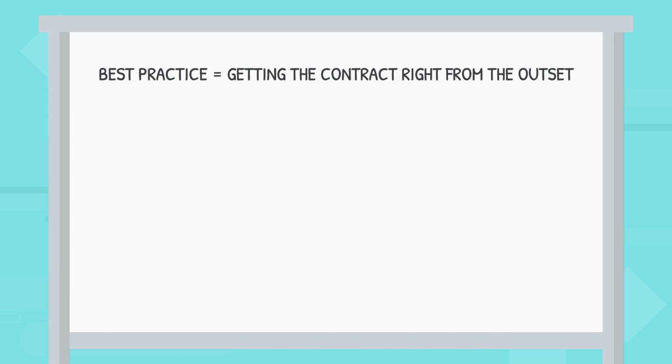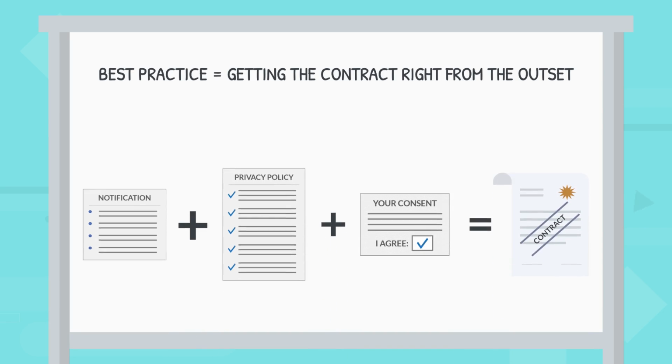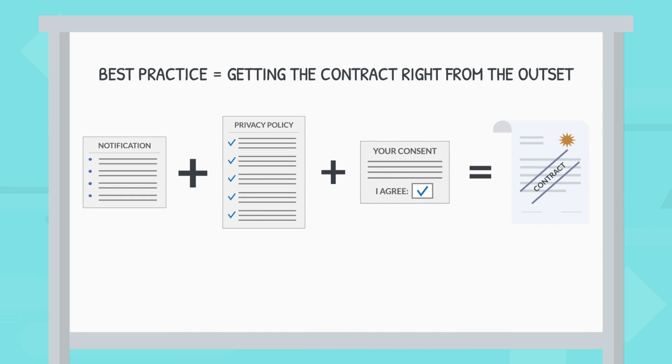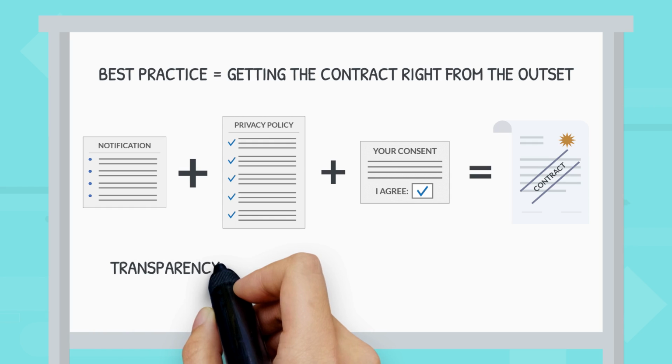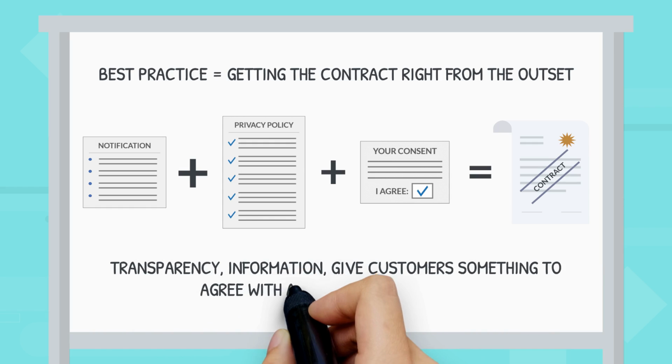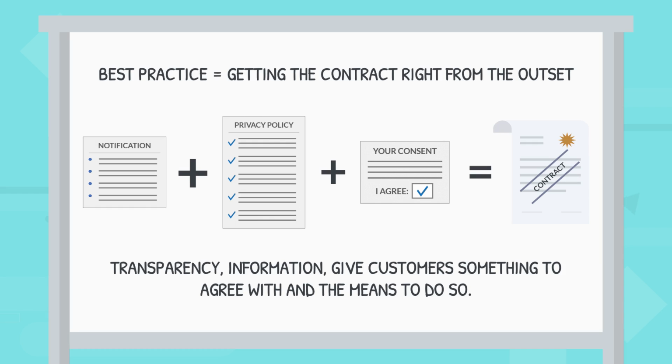In conclusion, whatever your own organization's policy is, the best practice is to make every effort to get that contract right from the outset. Stick to the contract process, transparency, fulfill your obligation to inform, give the customer something to agree with, and the means to do so.